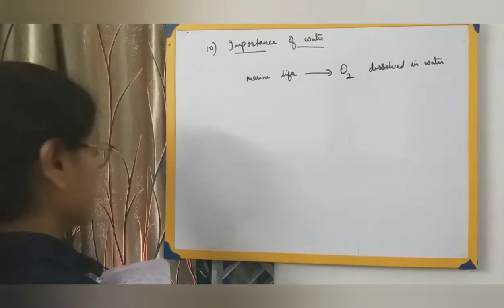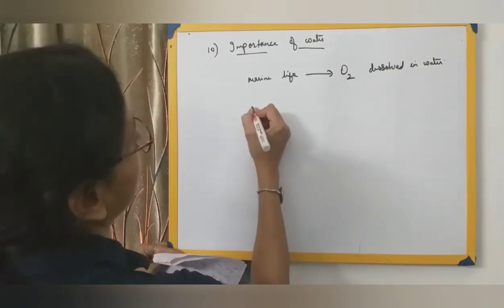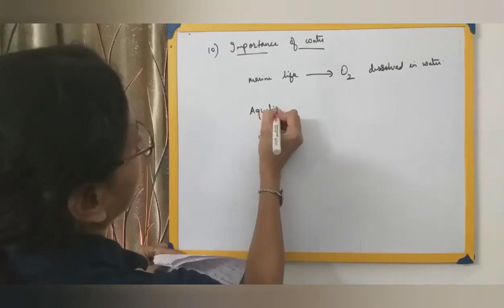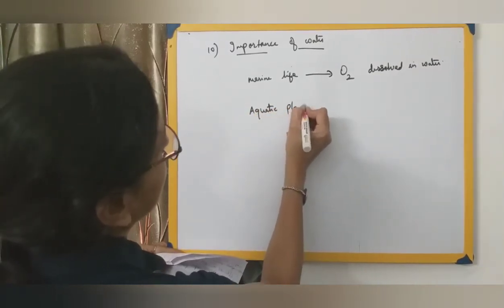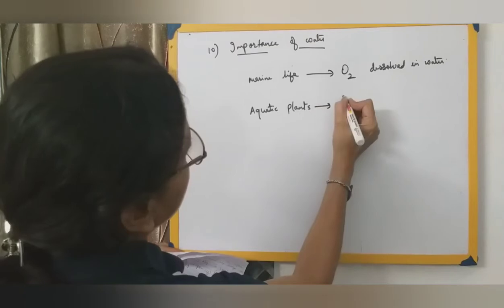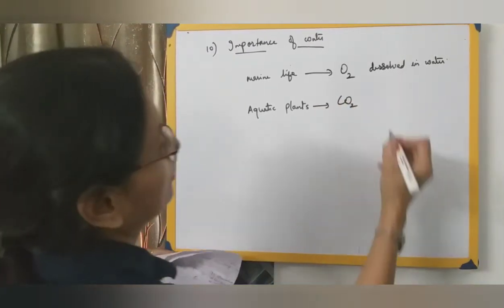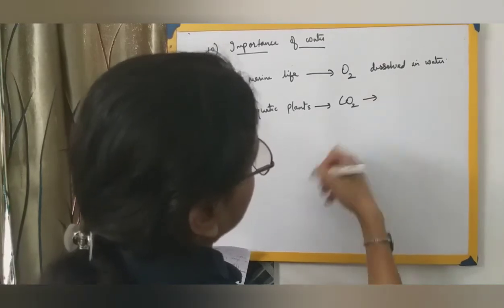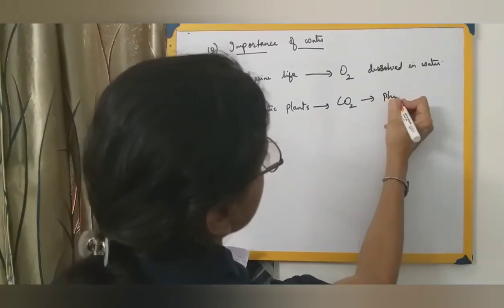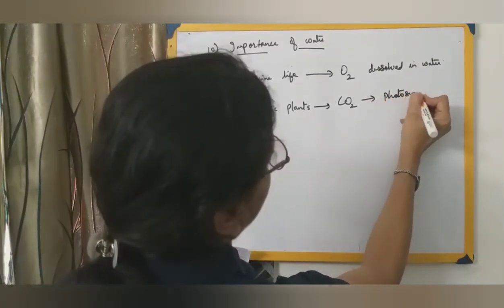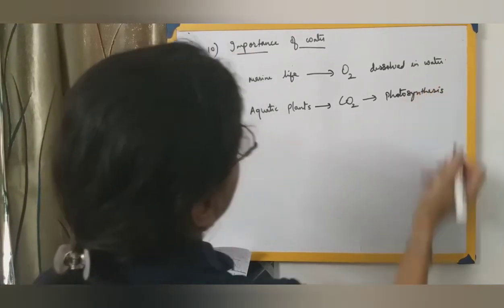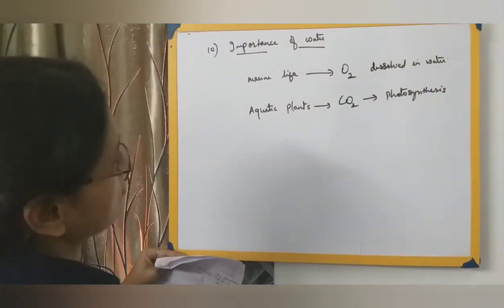Then aquatic plants, in the water bodies. What will they take up? They take up the carbon dioxide which has been dissolved in water, and they will carry out the process of photosynthesis. So this is only because of the presence of water.